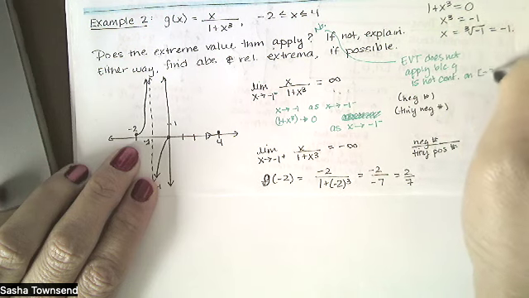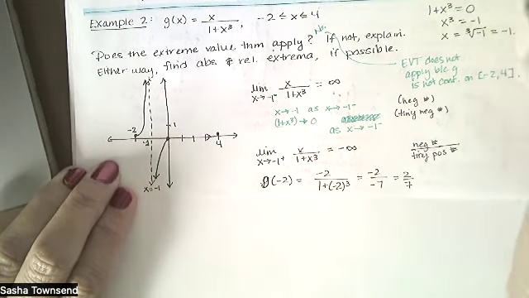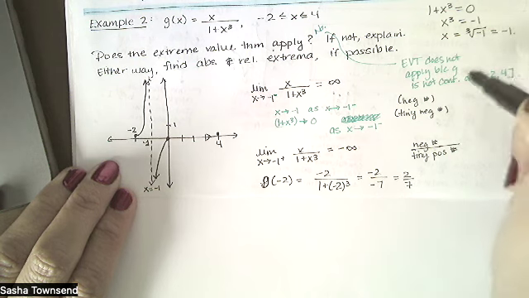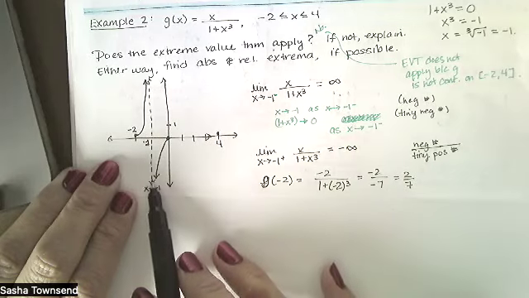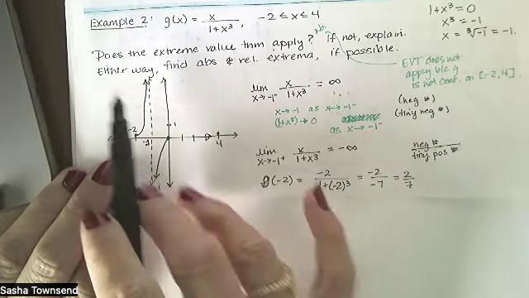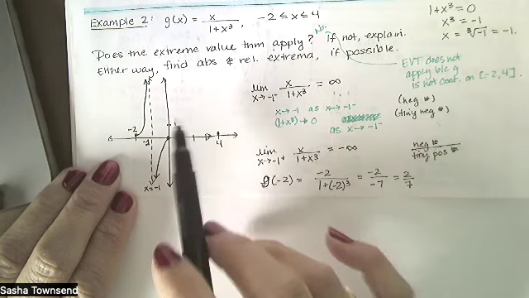On the interval that we were given anyway. Any interval that includes -1 for this particular function, the extreme value theorem does not apply. The extreme value theorem does not apply on any interval that includes -1, because we've got that infinite discontinuity there. That says either way, find the absolute and relative extrema on the interval if possible.